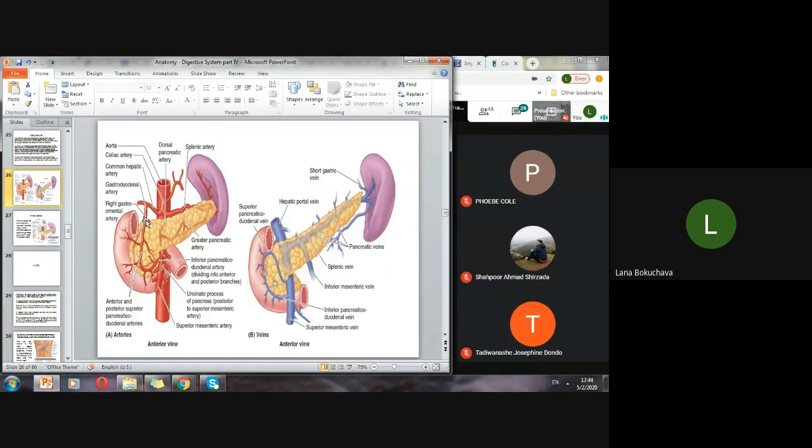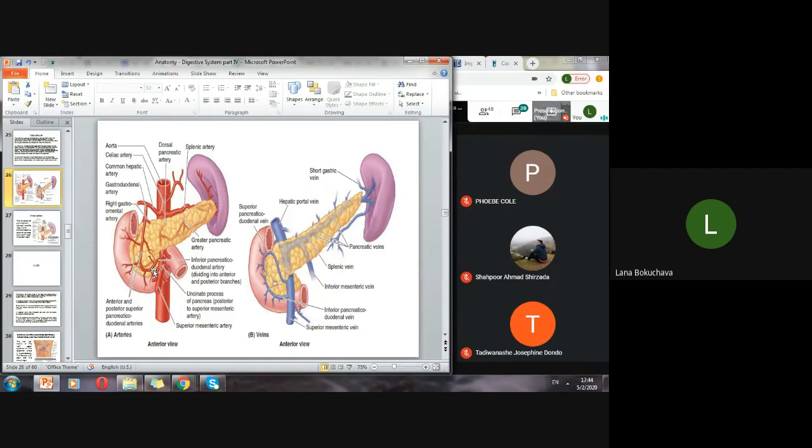They are short ones, and they start to subdivide and pass on the anterior surface and the posterior surface of the pancreas, in close proximity to the duodenum. As a result, we say that we have anterior and posterior superior pancreatico-duodenal arteries, as well as anterior and posterior inferior pancreatico-duodenal arteries.